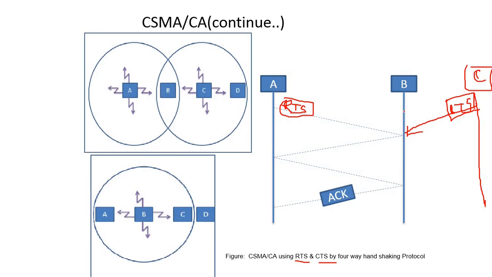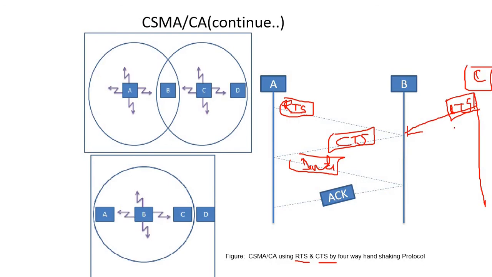But B can receive from either A or C. B cannot receive data from A and C in parallel. So B will send clear to send to either A or C. Suppose B sends clear to send to A. Then A knows that B is ready for receiving, and A starts the transmission into the channel.